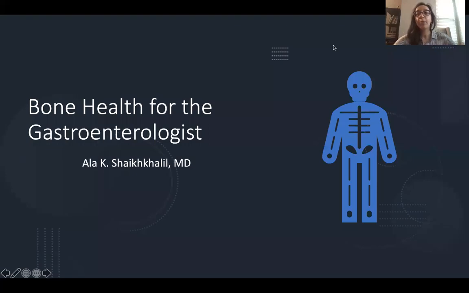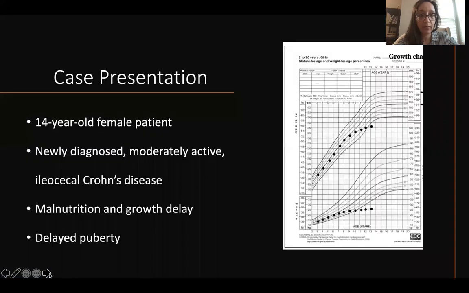Hey guys, today we're going to talk about bone health for the gastroenterologist. Just a brief overview. So here's a case presentation.